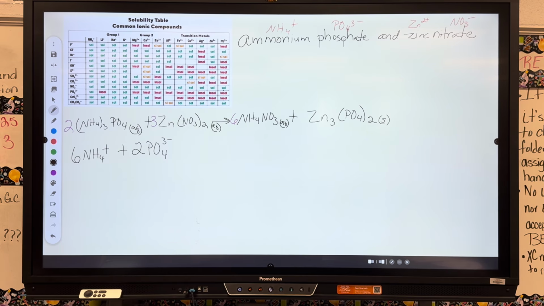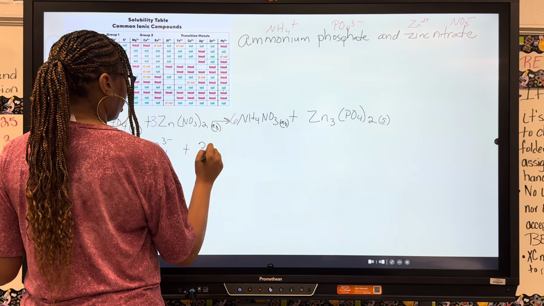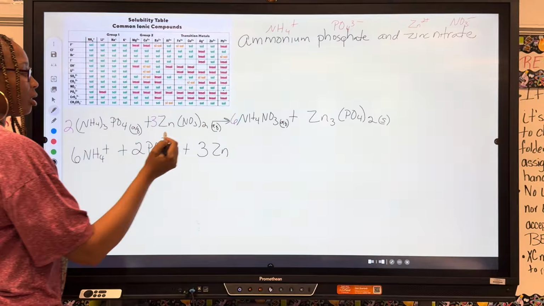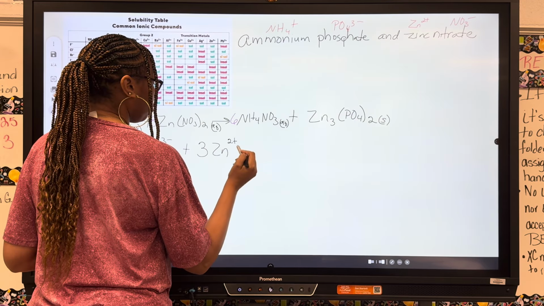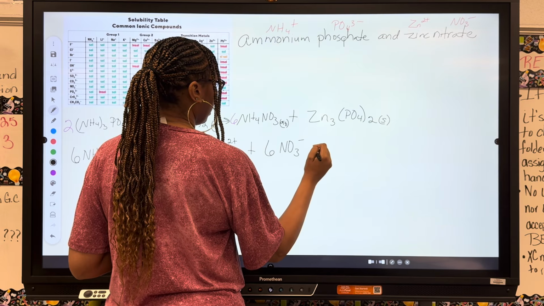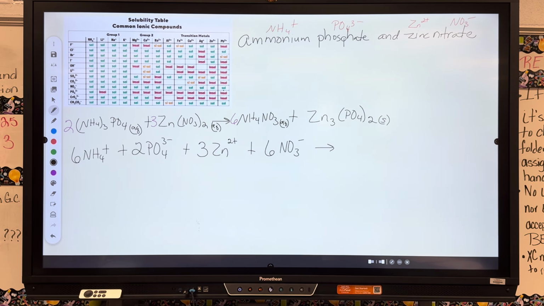I'm going to do the same thing for the zinc and the nitrate. There are 3 zincs here, and zinc, again, is in group 12, so it has that charge of +2. And nitrate, there's 6 of them, so I'm going to have my 6 NO3 negatives. Now these are all the ions that make up the reactants side.